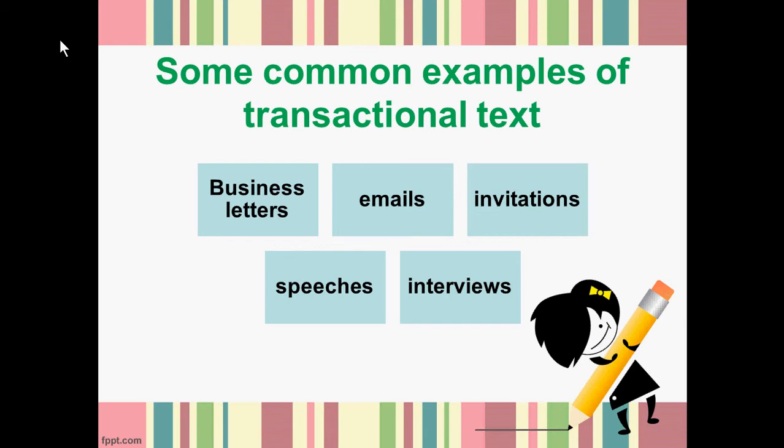Some common examples of transactional text are business letters, emails, invitations, speeches, and interviews. The characteristics of transactional text are they are brief and simple. It has a clear sense of purpose, audience and format. It is usually planned before committing to paper or screen. It is a type of formal and professional communication, contains a lot of technical and specific vocabulary. Special care with spelling, punctuation and format is taken while writing a transactional text.